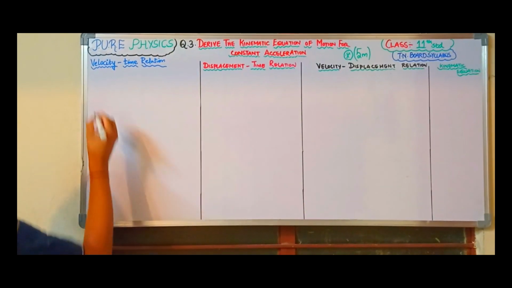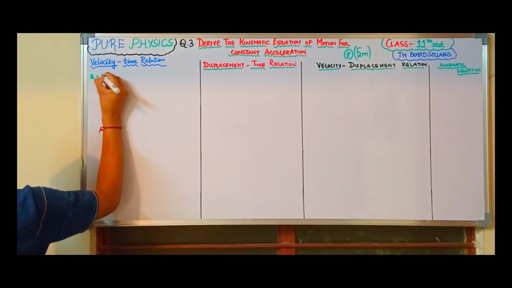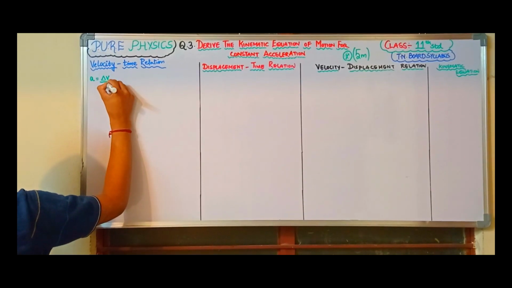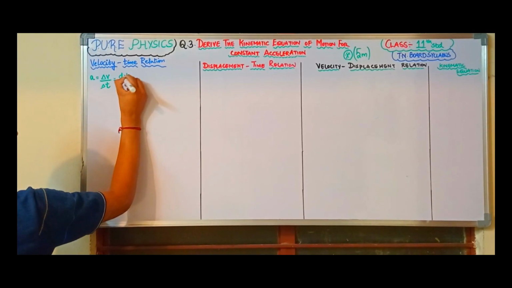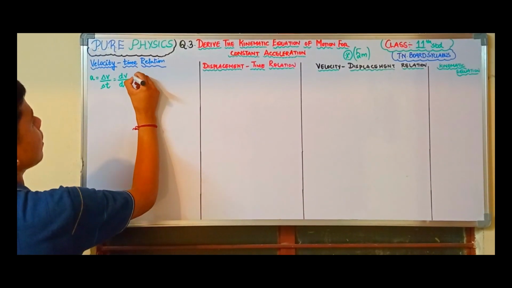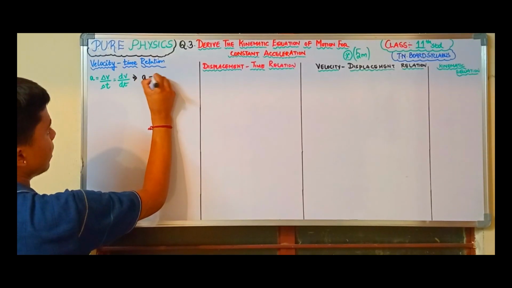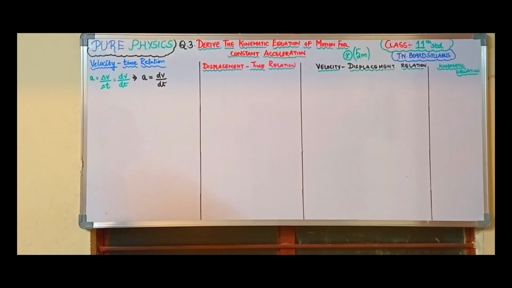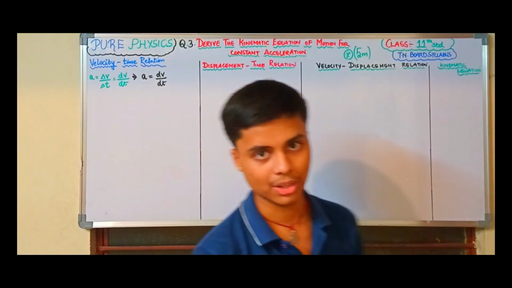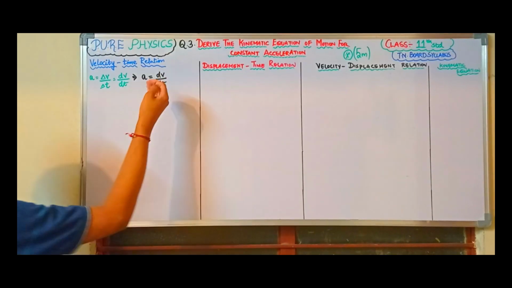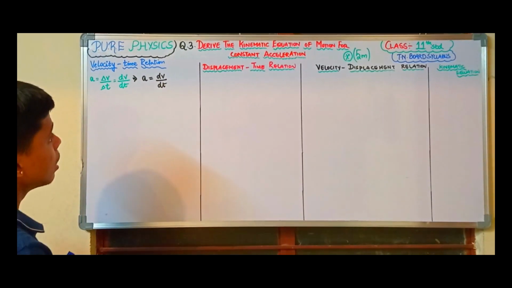So we write a is equal to delta v by delta t, or we represent it as dv by dt. So we represent acceleration as a is equal to dv by dt. This is the expression that we can get from the definition of acceleration. Acceleration is defined as the first derivative of velocity with respect to time.